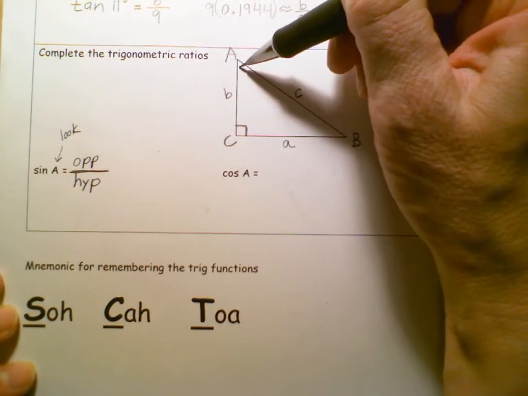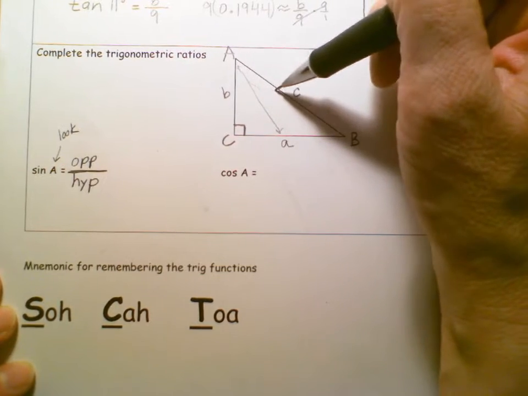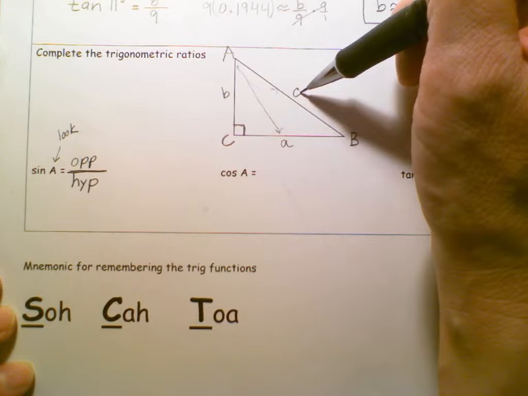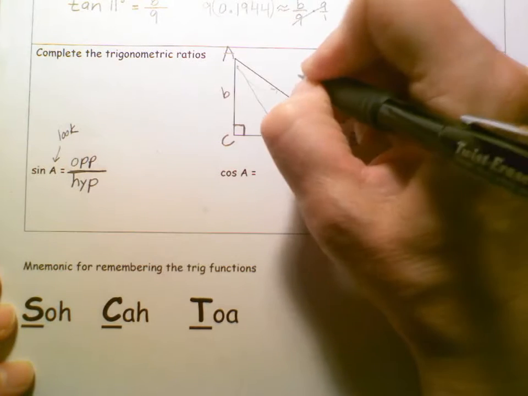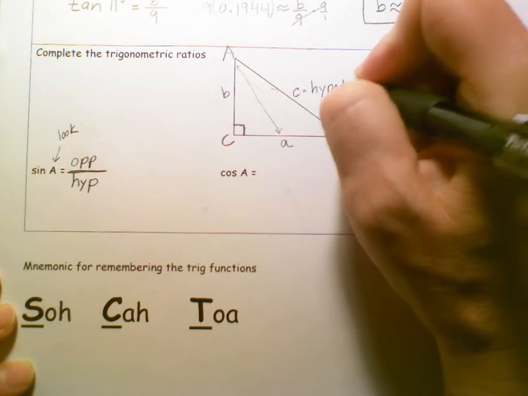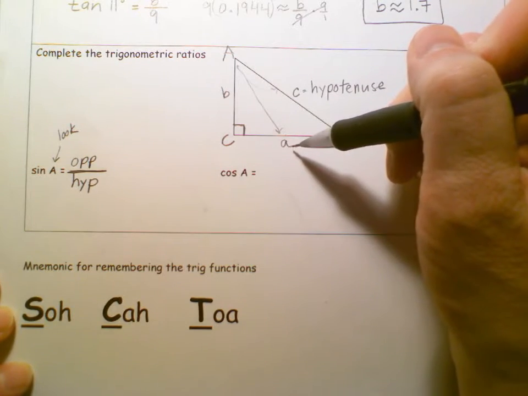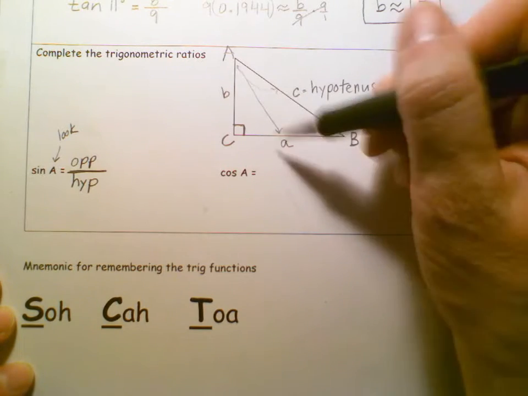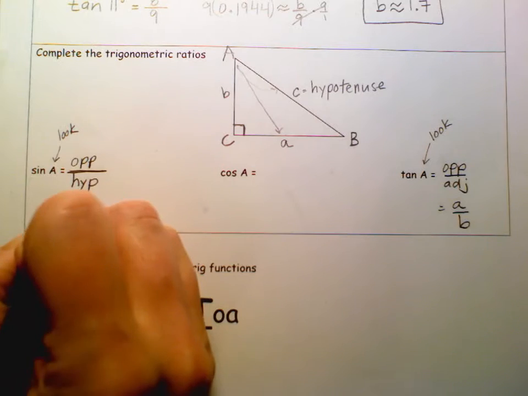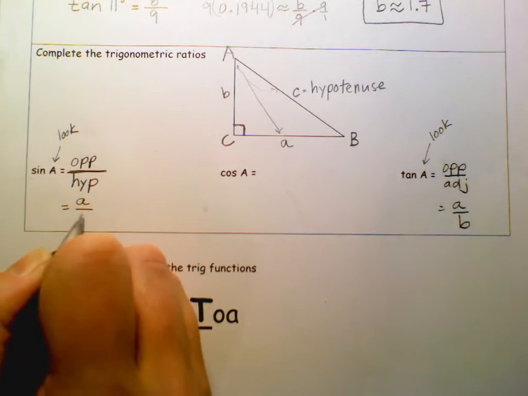So in our case, opposite to A is little a, and hypotenuse is just hypotenuse, right? I always identify that as the side across from the right angle. So in trig, the hypotenuse is always going to be referred to as the hypotenuse. These two sides are going to change relative to what angle you're looking at. Sometimes A will be opposite, sometimes it will be the adjacent side, if you're looking from angle B. So that's A over C.